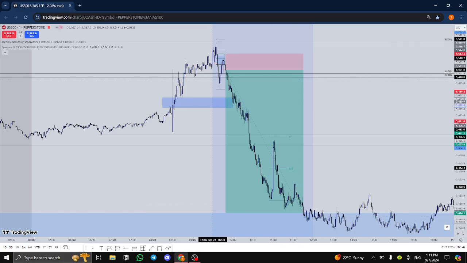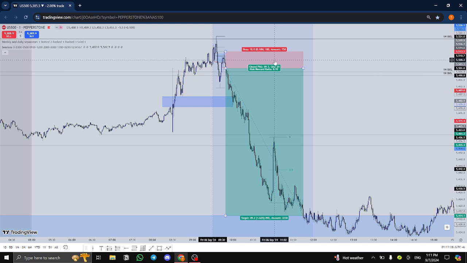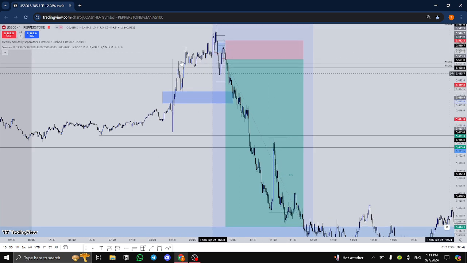Okay, so today I'm going to show you how I caught this 1 to 9 risk to reward short trade. Okay, so let me start off with my buys.